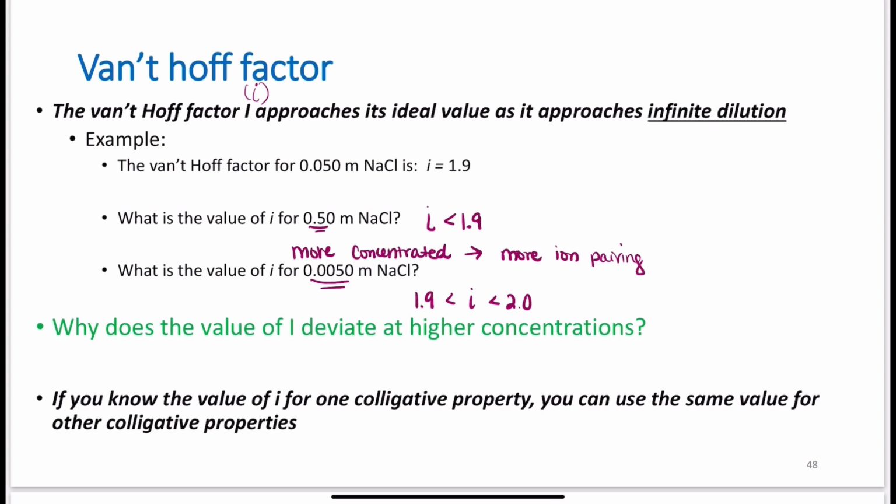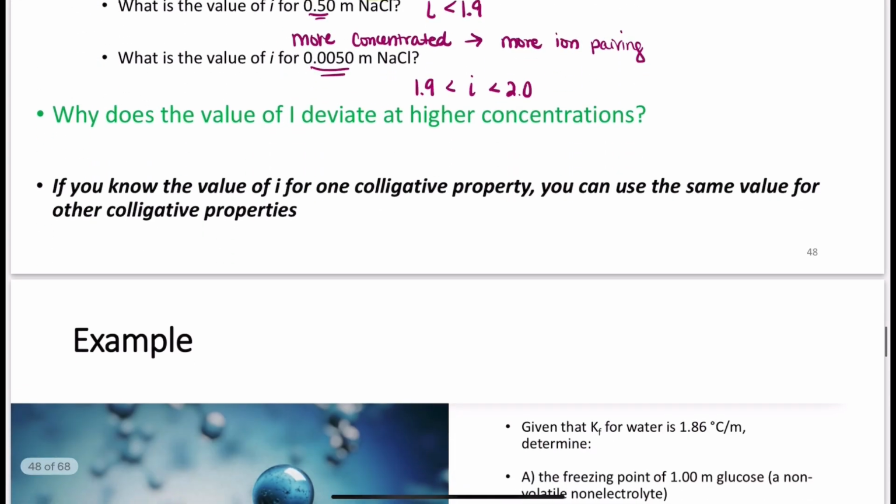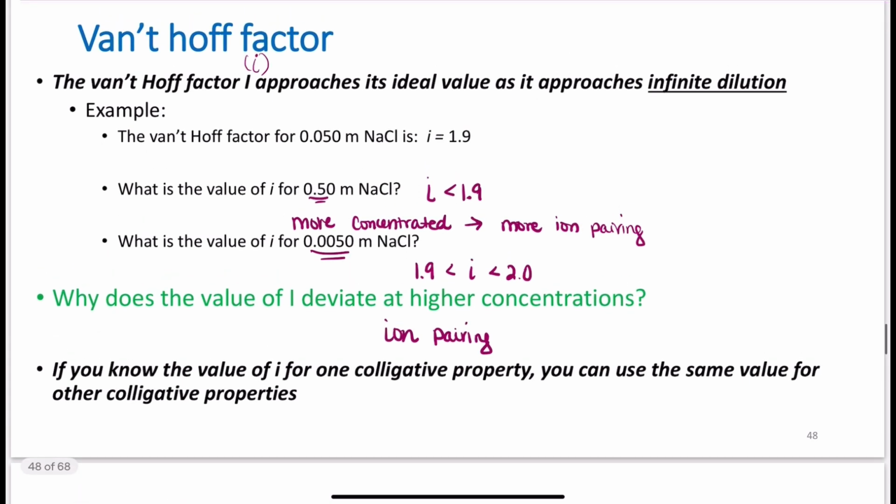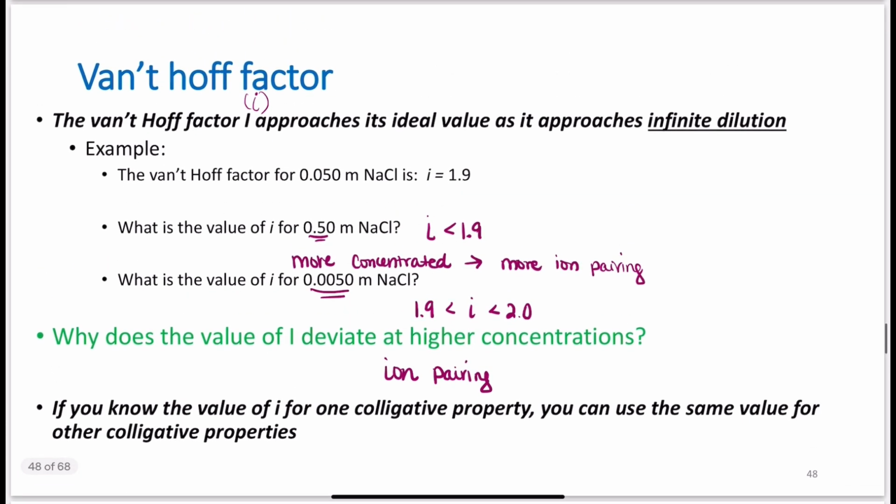Why does that Van't Hoff factor deviate at higher concentrations, though? It deviates because of ion pairing. The ions are interacting with each other. Even though we assume infinite dilution, they're still interacting, they're still together, and so they're not fully breaking apart like we would expect them to.